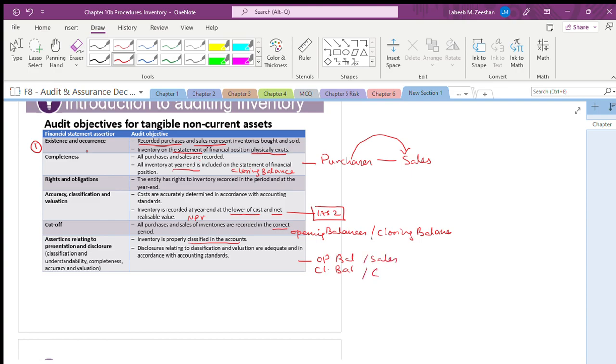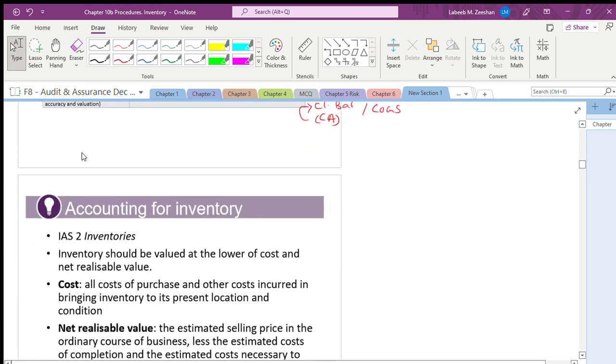Inventory will be in cost of goods sold. Inventory will be in the current assets. Inventory will be in the current assets, that is the closing balance. Inventory will be all over the place. That is the reason we have to be very sure and clear how we are going to have the presentation and disclosure as such. Fine. Now, what does it say?